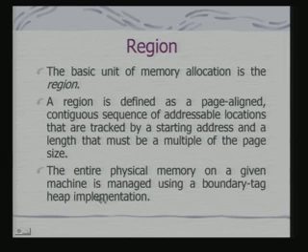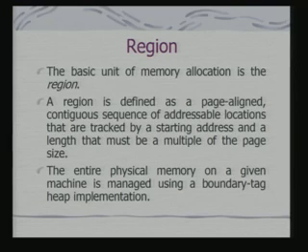The entire physical memory on a given machine is managed using a boundary tag heap. We had talked about heap in the context of a process. Now, the OS has to manage the complete memory area for allocating memory to the different processes. So, how does it manage that memory? It manages that memory again using a heap-like data structure, but the heap now stores basically the region data and the region information. And the region, typically in a paged memory system, would be of what size? A multiple of the page.